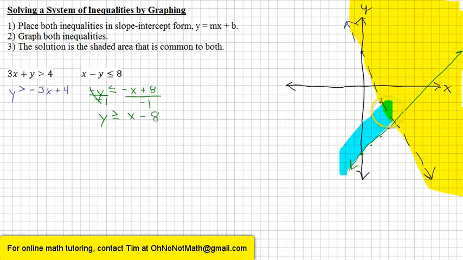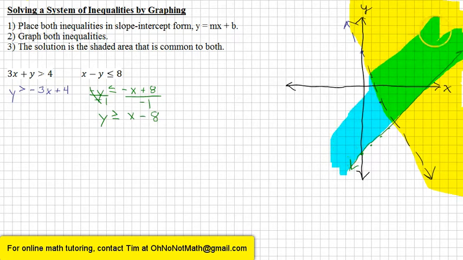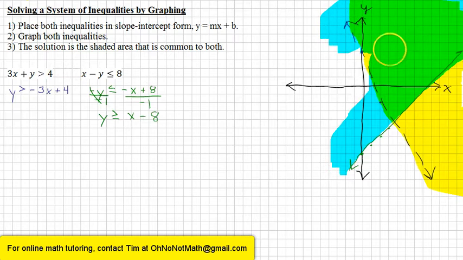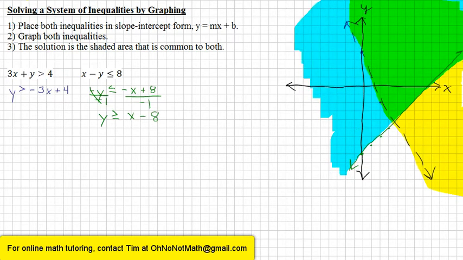And where the shaded regions intersect, which is where it's green, that's where the solution to the system of inequalities lies. So the green area is the solution. I hope that helps.